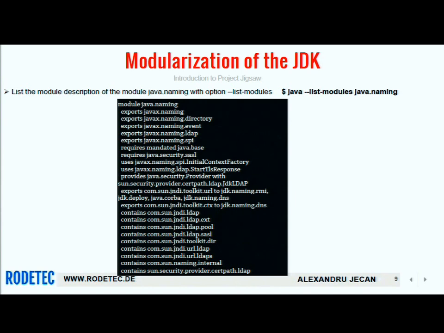So it exports packages, javax.naming and its directory packages, which are made accessible outside of the module, but are accessible only if the other module reads java.naming. The uses and provides clauses are used in the context of services. I won't talk about services in this presentation.